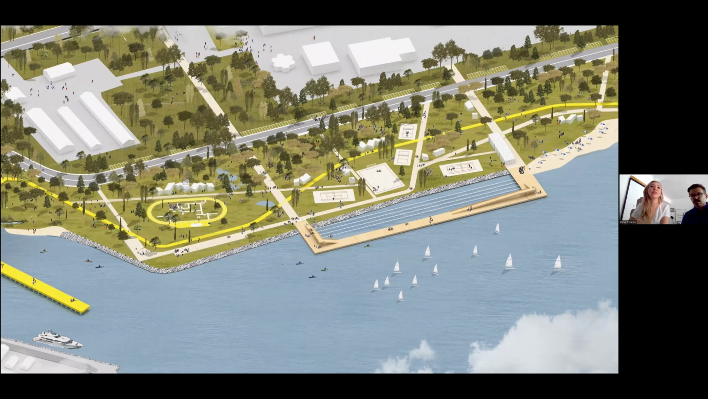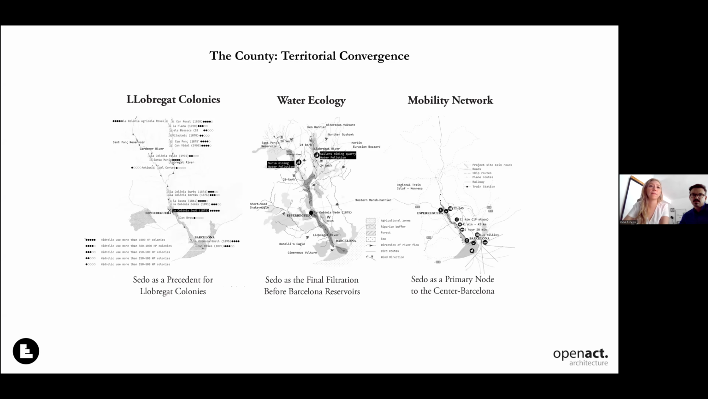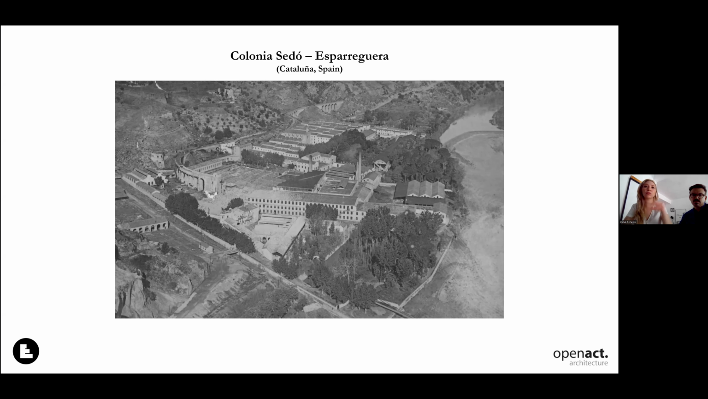And the other project that I'm going to explain very quickly is using the same methodology, actually. This one is in Catalonia in Spain, in a small town called Esparraguera. And this time we're looking at a previously used industrial colony. This historic industrial compound that you are seeing used to be a textile factory.